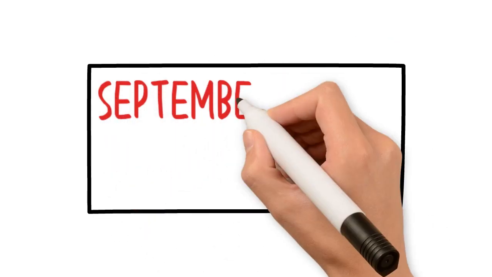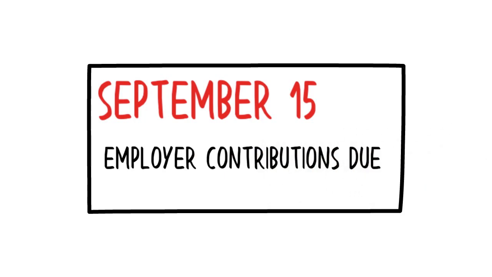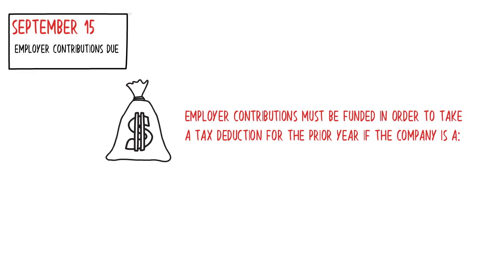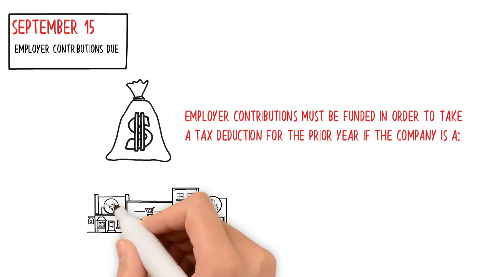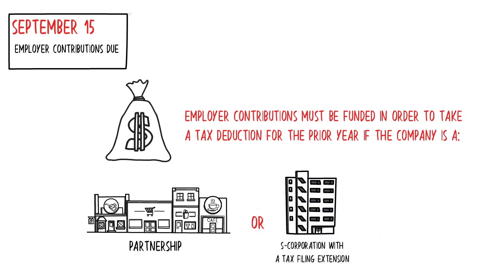September 15. Employer contributions are due. The employer contributions must be funded by September 15 to take a tax deduction for the prior year if the company is a partnership or S corporation with a tax filing extension.